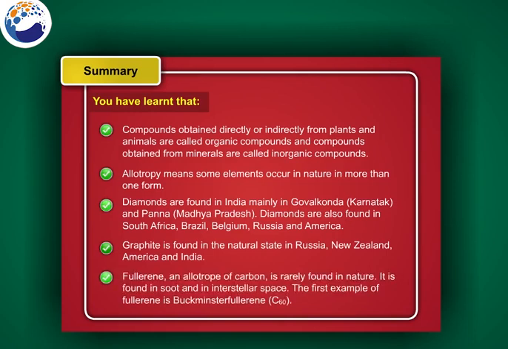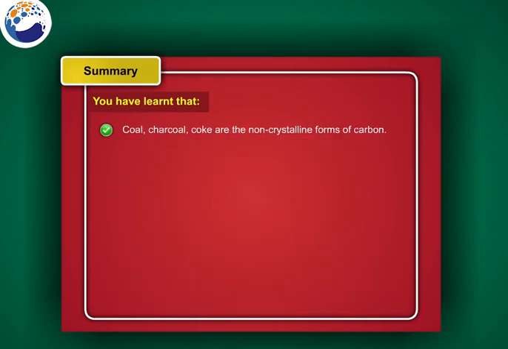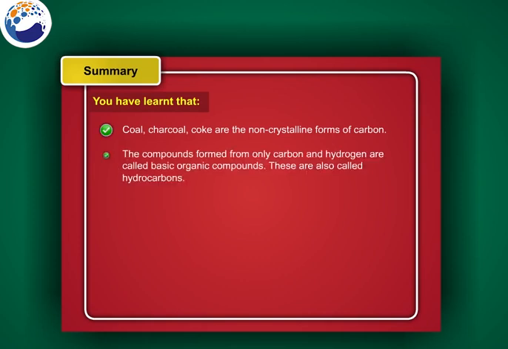Fullerene, an allotrope of carbon, is rarely found in nature. It is found in soot and in interstellar space. The first example of fullerene is Buckminsterfullerene, C60. Coal, charcoal, coke are the non-crystalline forms of carbon. The compounds formed from only carbon and hydrogen are called basic organic compounds. These are also called hydrocarbons.